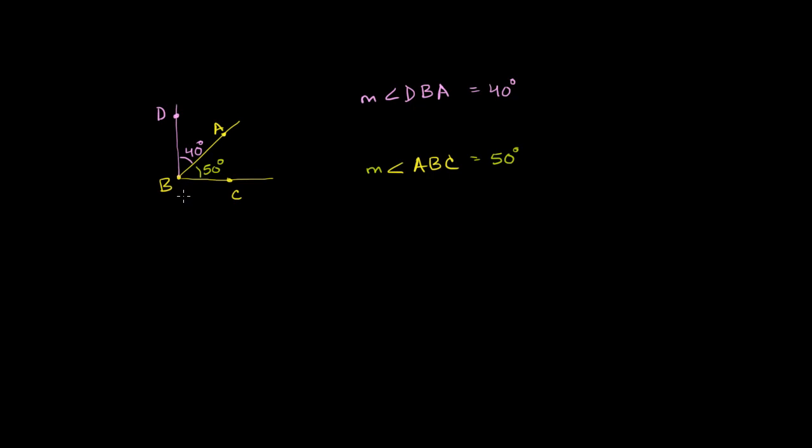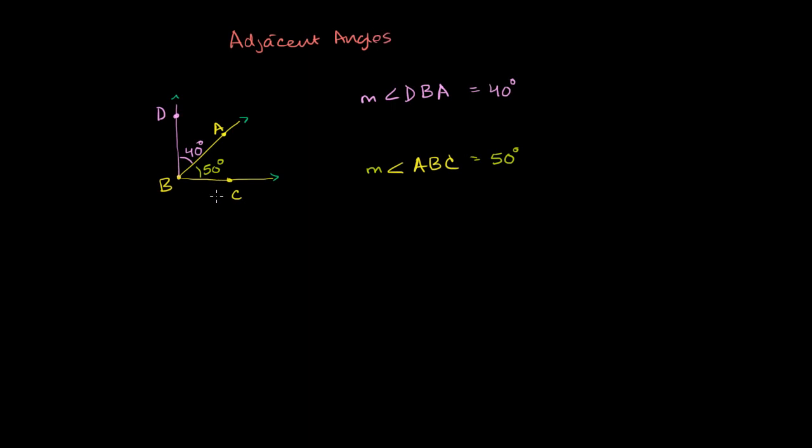The first interesting thing that you might realize is that both of these angles share a side. If you view these as rays, they could be lines, line segments, or rays. But if you view them as rays, they both share this ray BA. And when you have two angles like this that share the same side, these are called adjacent angles, because the word adjacent literally means next to. These are adjacent angles.